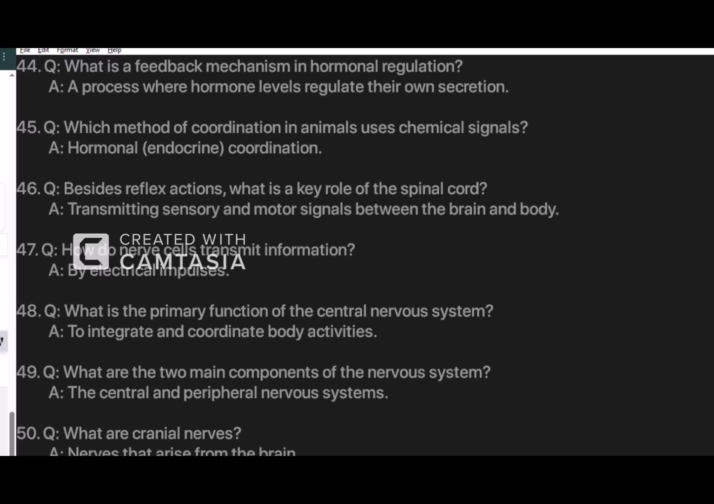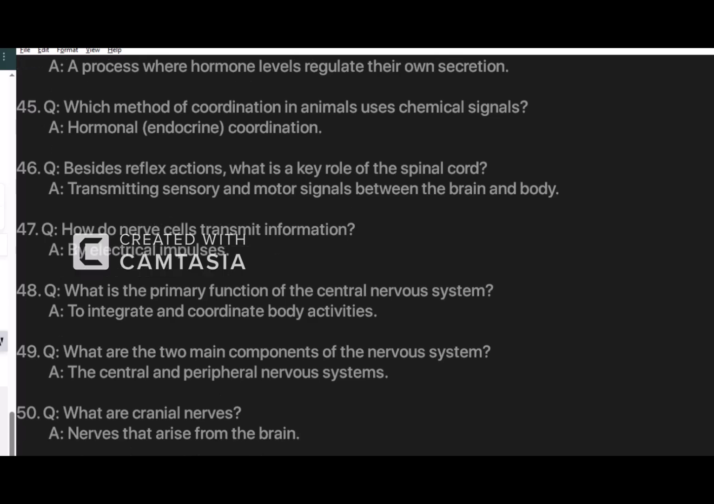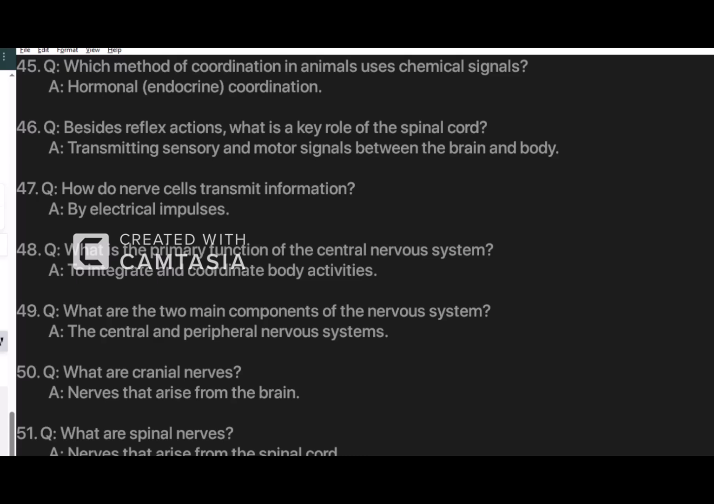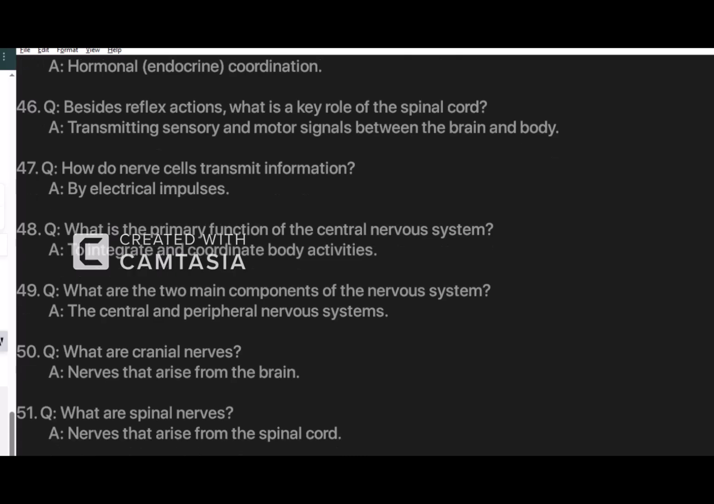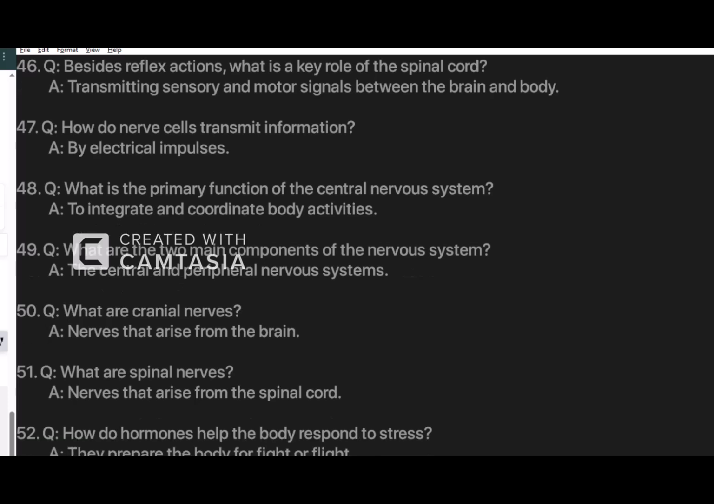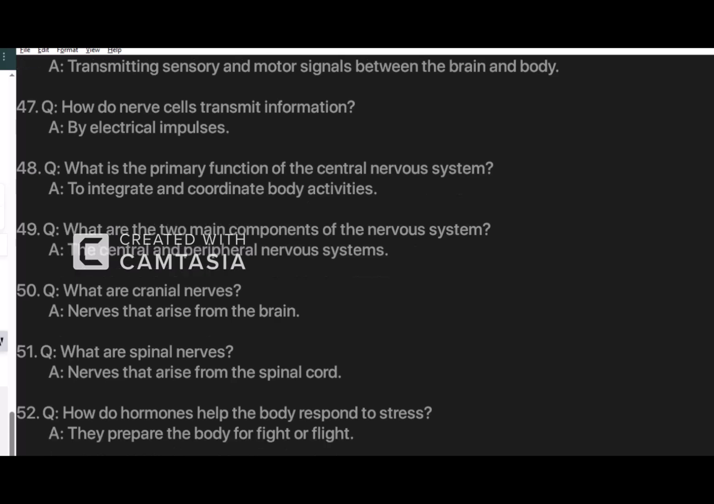50. Q. What are cranial nerves? A. Nerves that arise from the brain. 51. Q. What are spinal nerves? A. Nerves that arise from the spinal cord. 52. Q. How do hormones help the body respond to stress? A. They prepare the body for fight or flight.